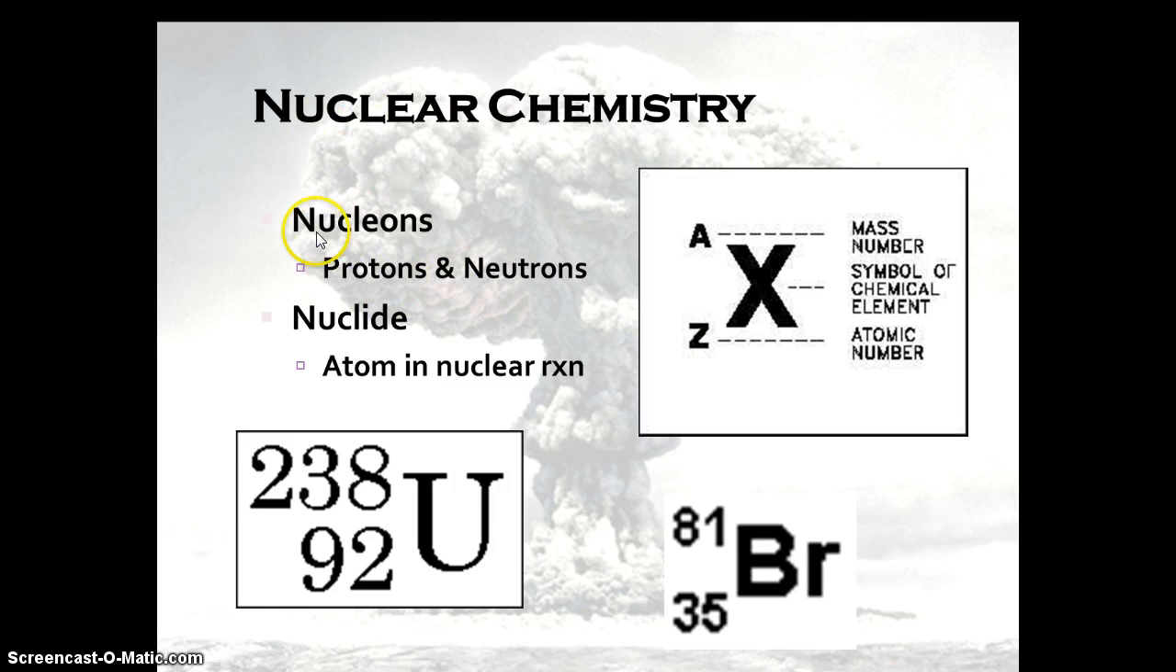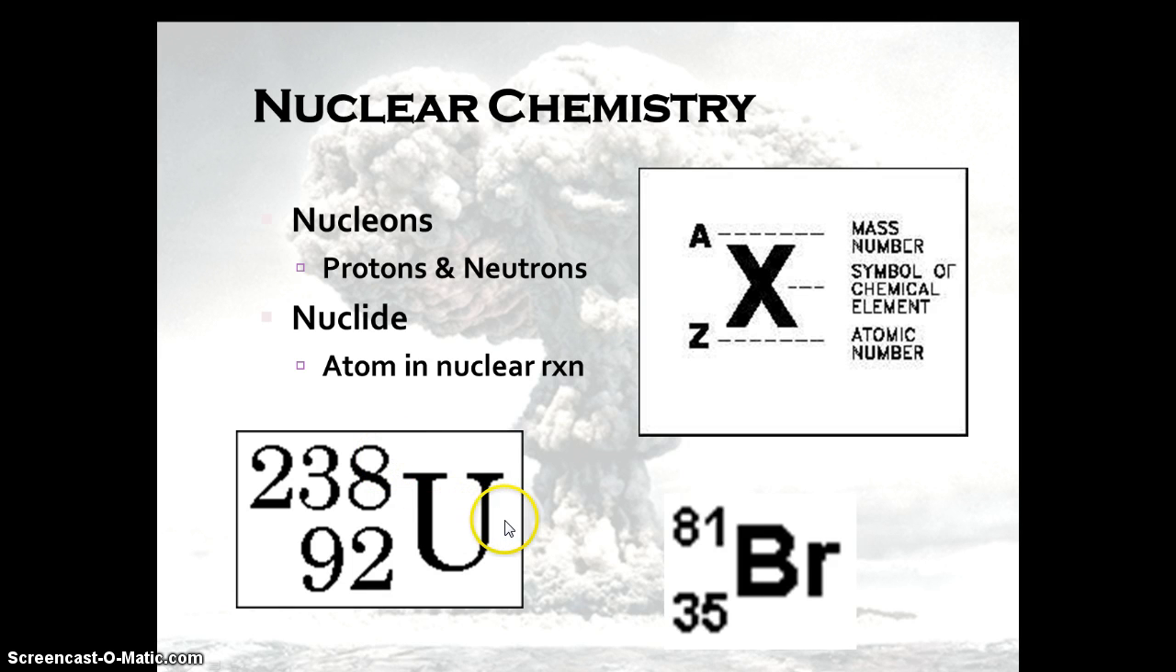In nuclear chemistry, sometimes we refer to different particles as nucleons, and those are the things located in the nucleus of an atom, so our protons and neutrons. And a nuclide sometimes is referred to as the atoms that are present in a nuclear reaction. A nuclear reaction is much different than a regular chemical reaction. A nuclear reaction deals with changes in protons and neutrons, and thus changes in the overall mass of an element and the type of element you've got.